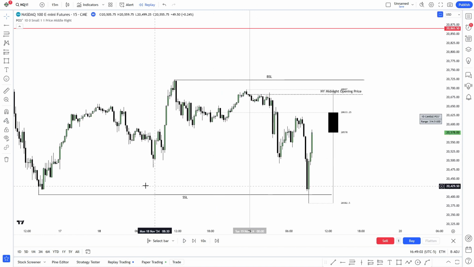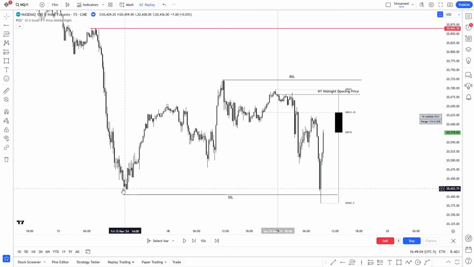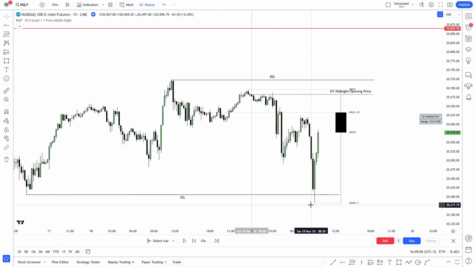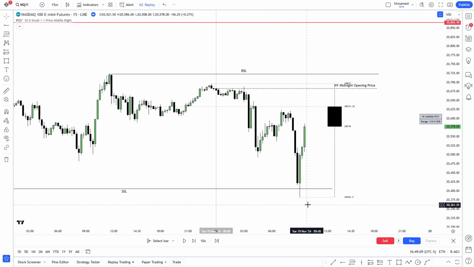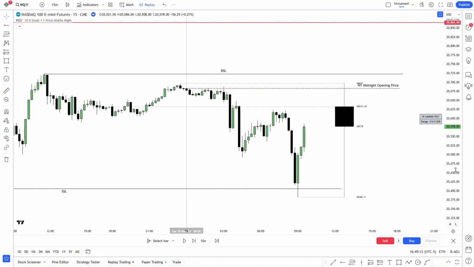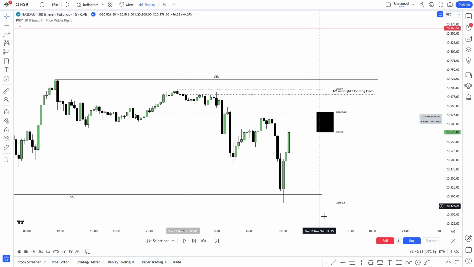Okay, so now guys, we took out a nice pool of sell side liquidity below this low right here, and we had a nice displacement to the upside. Okay, we failed to close below it. This is a valid liquidity sweep. We quickly rejected away from it. So now that we have the displacement here, we can then look for a PD array to enter off of.